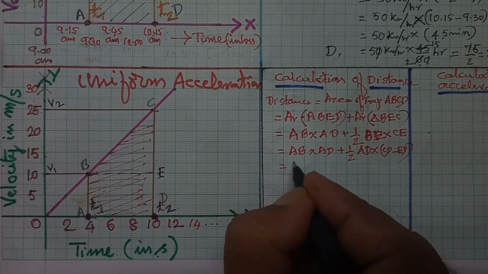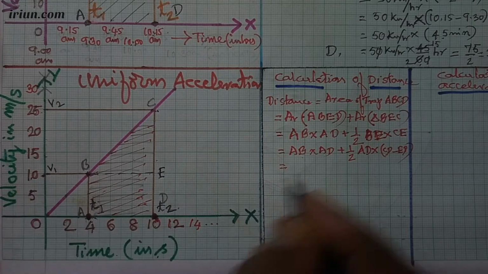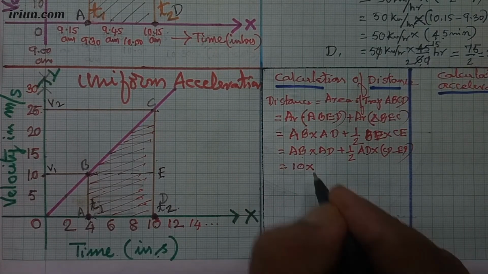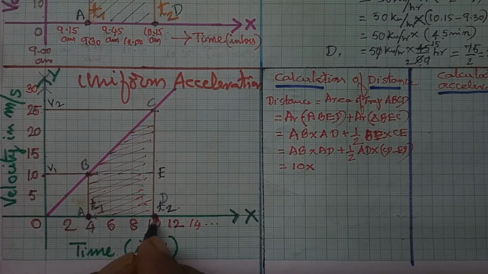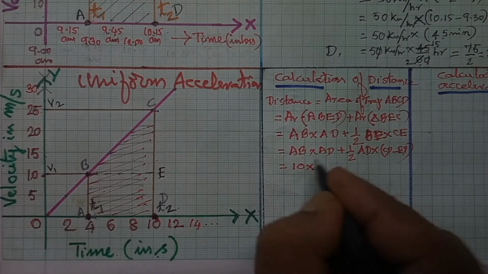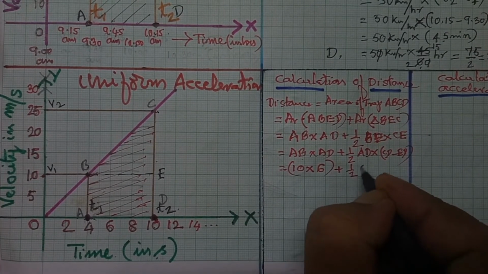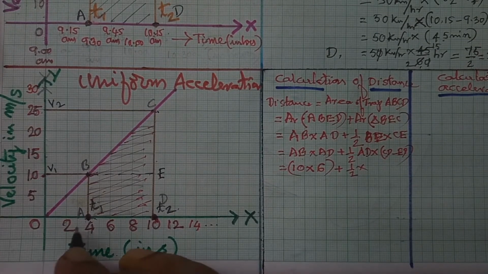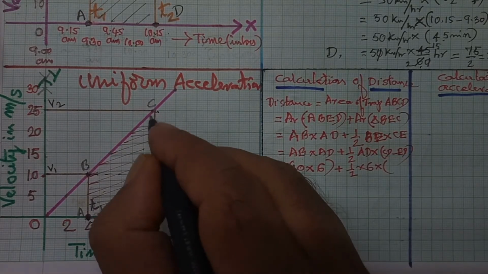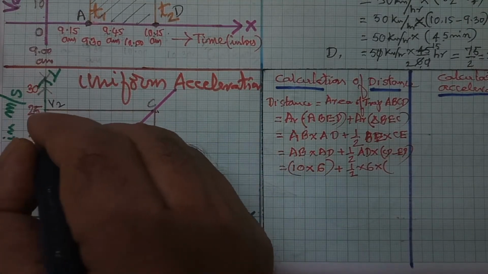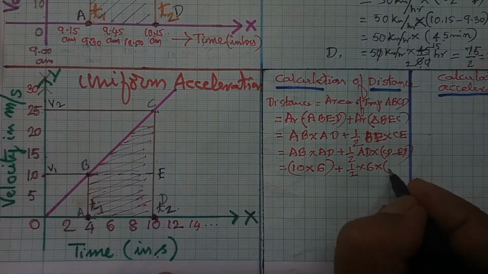Let us see here. AB is nothing but this height. This height is represented by 10. We will write it here: that is 10 meter per second multiplied by AD. AD is the time difference, T1, T2 difference, that is 10 minus 4, which is 6. Plus half into AD, again the time difference, that is 6, multiplied by CD minus ED. CD means this much height, full height 25, minus ED, which is 10.